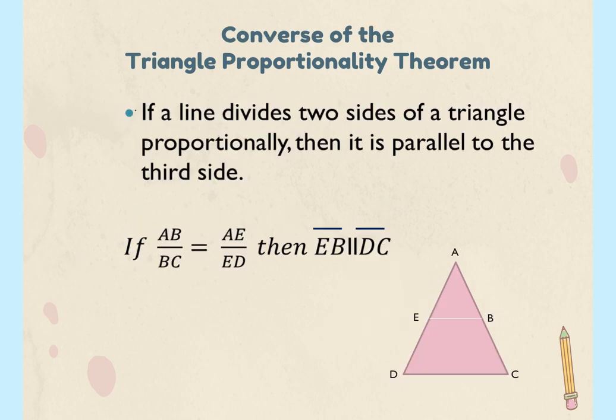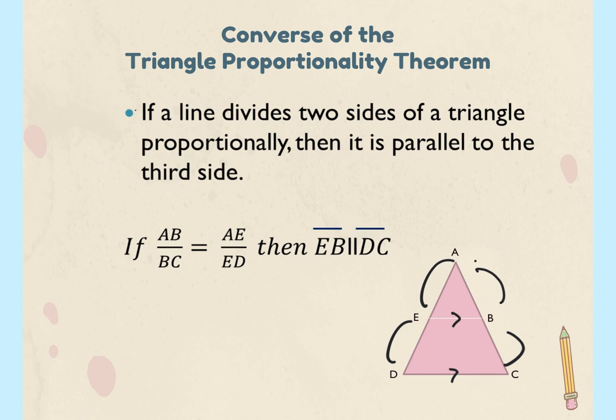Okay, the second one is the converse to that. Converse means flip the if-then, right? So now it says if a line divides 2 sides of a triangle proportionally, then it's parallel to the 3rd side. So if this over this equals this over this, or vice versa, AB over BC equals AE over ED, like what's written there, then I can say that these 2 lines are parallel. And that would be because you can prove those to be similar triangles, and if they're similar triangles, the angles are congruent. If the angles are congruent, then those lines are parallel, so it kind of works backwards. It's just a shortcut.